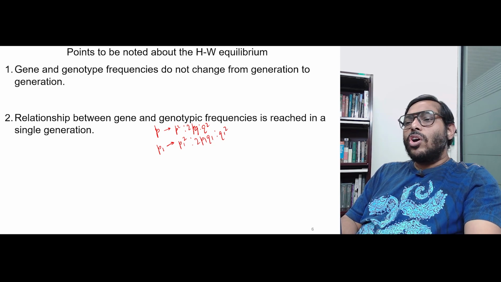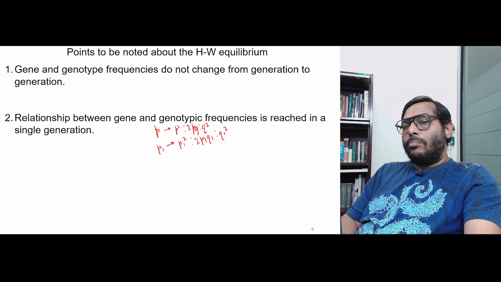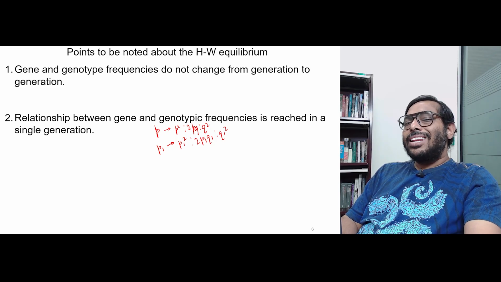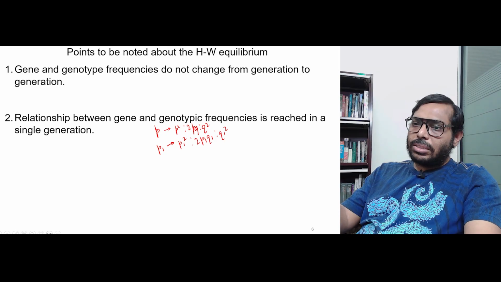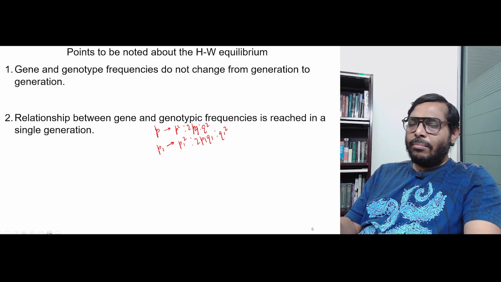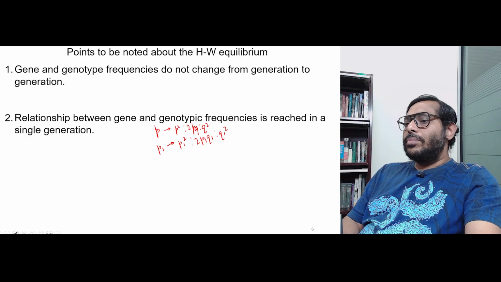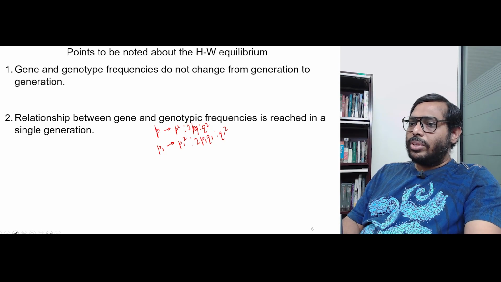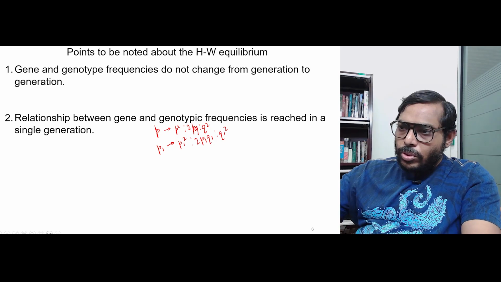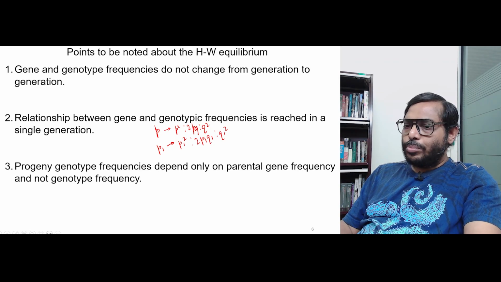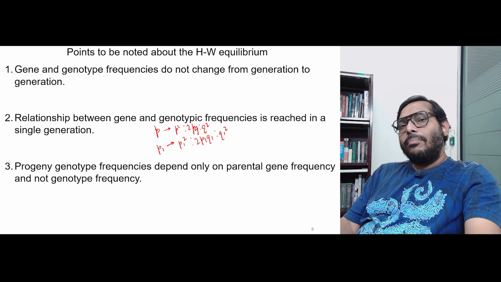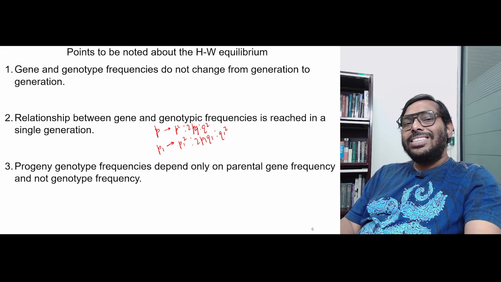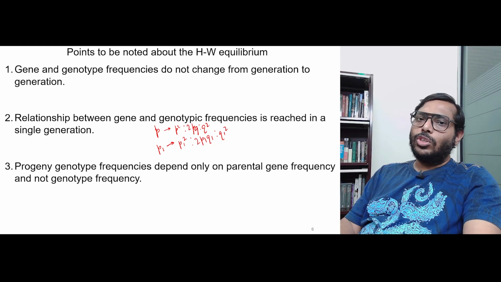Of course, when you are talking about two loci or more than two loci, things like epistasis also come into the picture, which can make this genotypic frequency relationship never be attained. But that is a way more complicated case, something that we are not going to consider as part of this particular course. So, the third point is related to progeny genotypic frequencies being dependent only on the parental gene frequency and not on the genotype frequency.